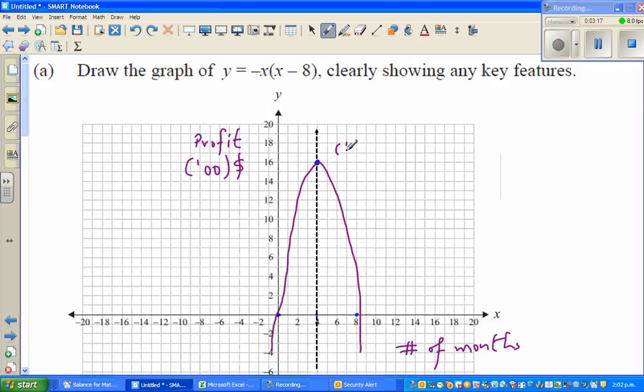So this is 4, 16, or in the fourth month they had a profit of $1600. That's what they're saying. And after the fourth month, their profit dropped. And in the eighth month, it again became zero. That's what the parabola tells me.